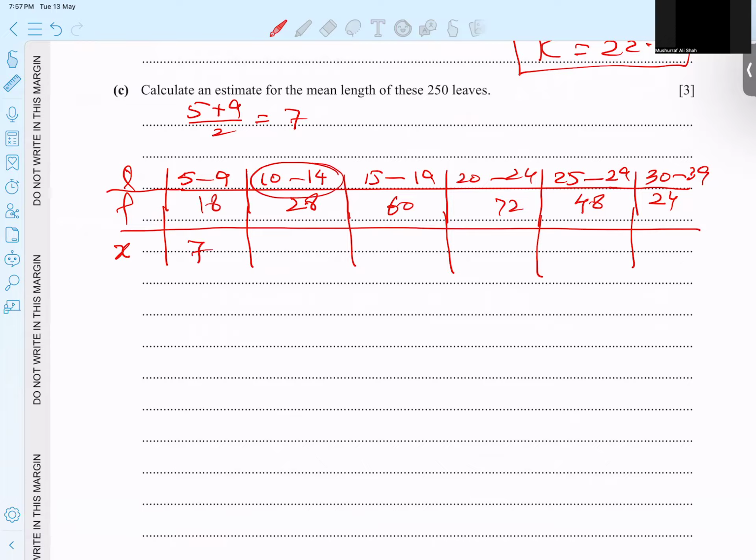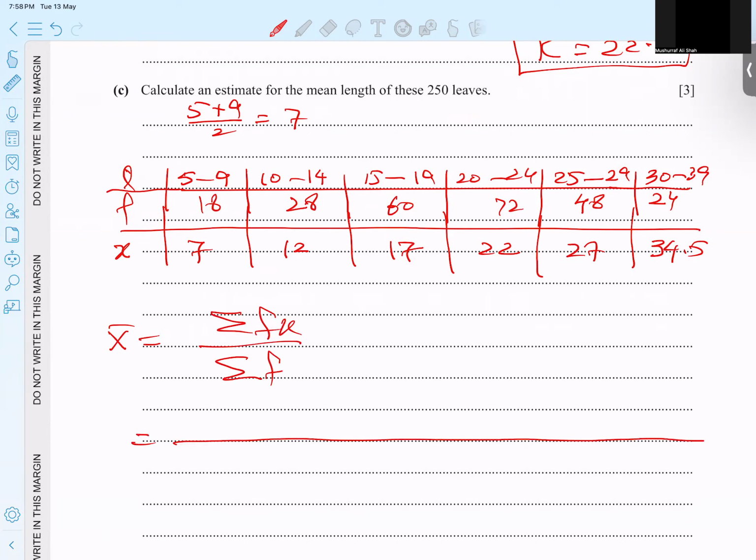So 14 plus 9, we got 12. The next number coming with me is 17. Next number 22. Add them, divide by 2. So it is coming with me 27. And this is 30 to 39, so 34.5. Now, students, what is the mean formula? You know, sigma fx over sigma f. And sigma f, you know, is confirmed 250 because it is the sum of all, okay.